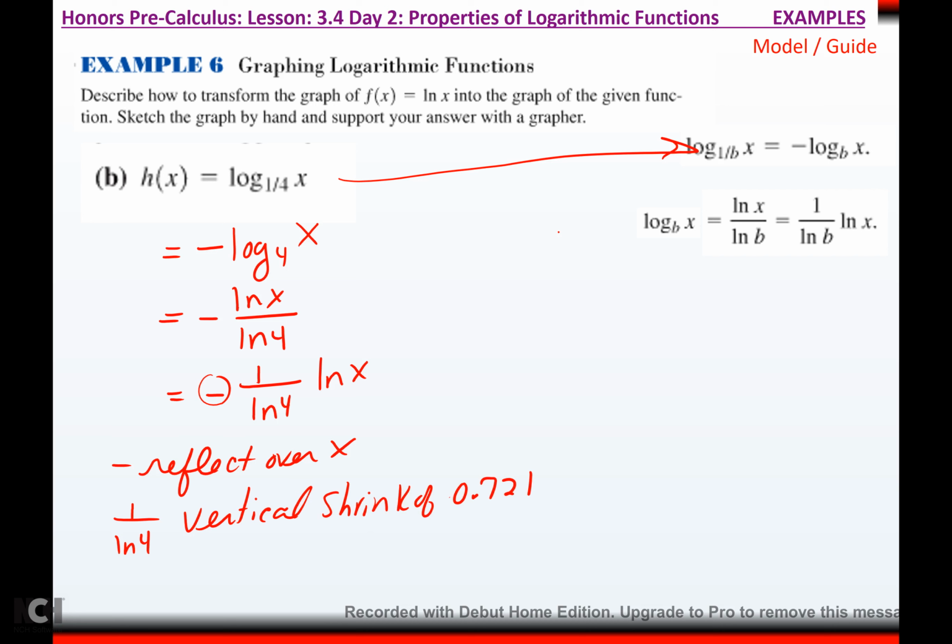Okay, so what I'm expecting to happen is, here's mother. I'm expecting it to reflect over x, which means, I don't draw these very well, it will do this, yes, and then it's going to shrink, so it's going to be a lot lower. Let's see how close I am.